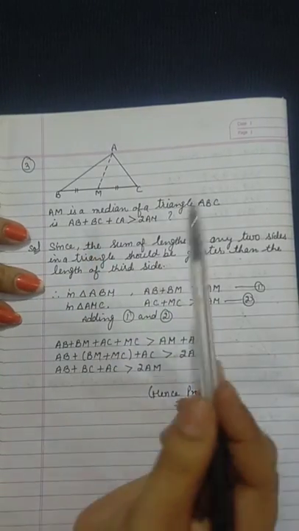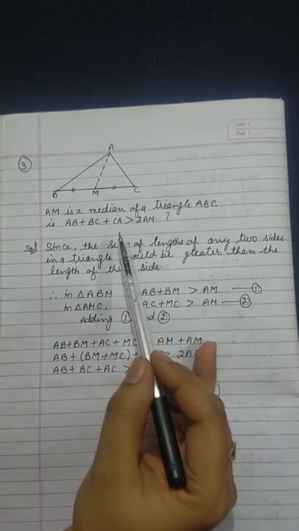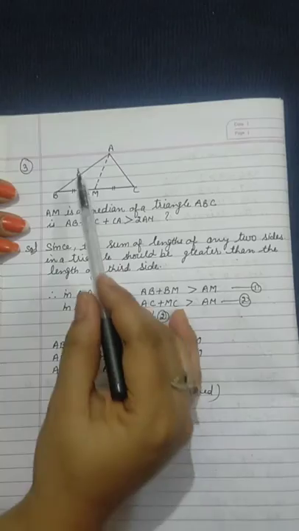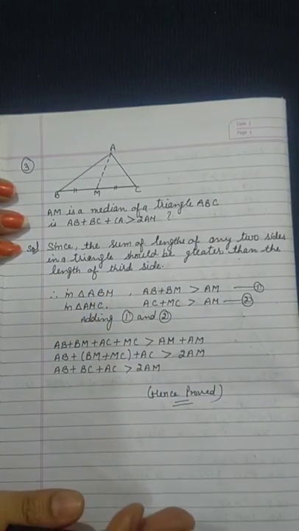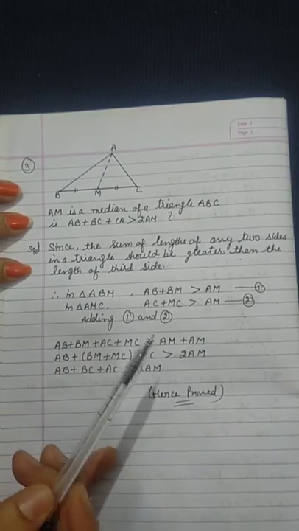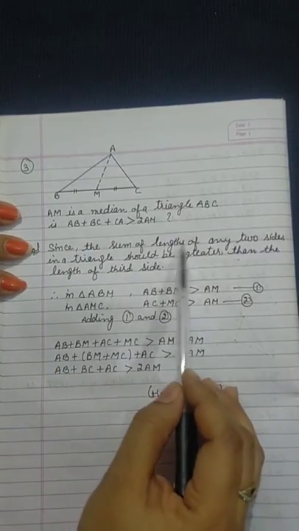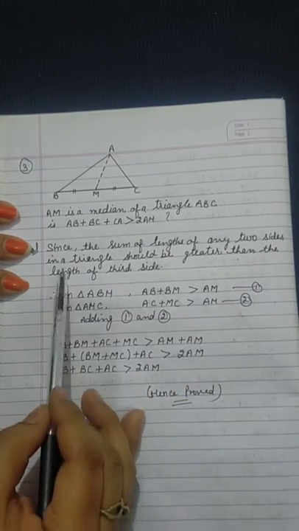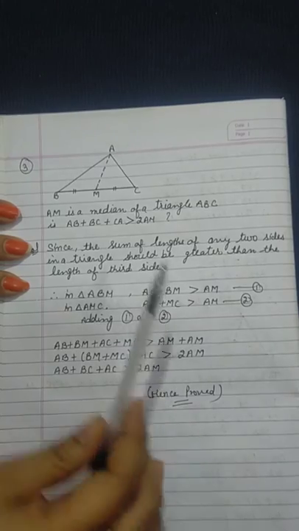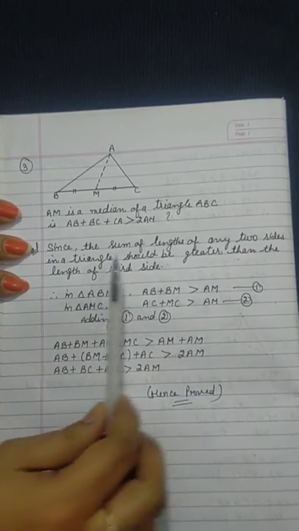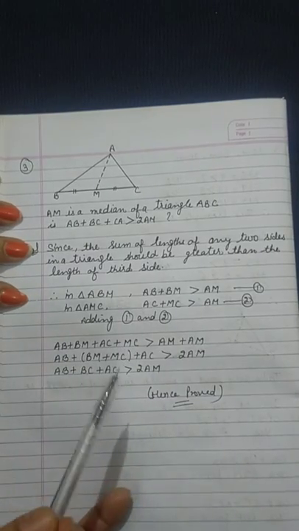You will see here that when we see this greater than sign, you just observe that we will use that criteria that the sum of two sides is greater than the third side. We will use that one criteria here. So let's start this sum now. Since the sum of lengths of any two sides in a triangle should be greater than the length of the third side, we will use that criteria. So let's start it now.